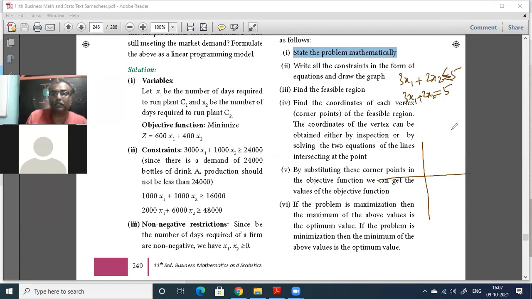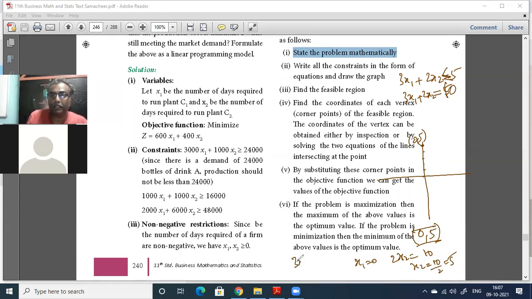How to draw this graph? First, you take x1 equal to 0. Then you will find that 2x2 is equal to, let us say, 10. Then x2 is equal to 10 by 2, which is 5. So when x1 is 0, x2 is 5. Like that you can get. So 0, 1, 2, 3, 4, 5. You get a point, 0, 5, a starting point for the line.